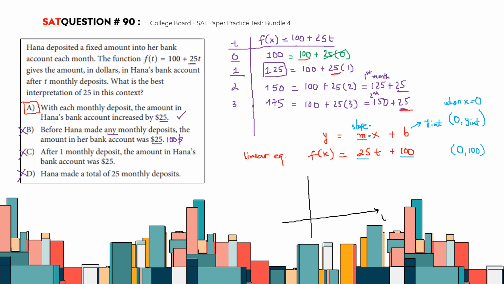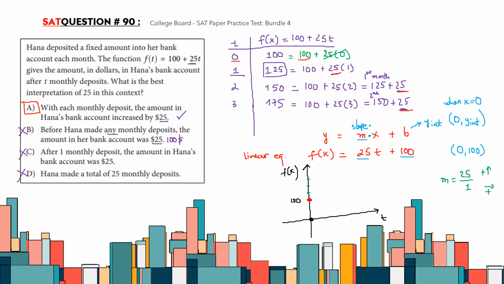So this is the t. This is f of x. Let's say here is 100. At t equals 0 right here, f of x equals 100. And then if we're drawing, we know that it increases by 25. m is equal to 25. 25 is over 1. So this means we go up 25 units and go to the right 1 unit.